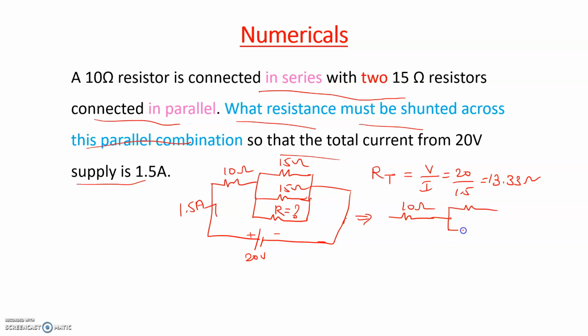So I can redraw the circuit: a 10 ohm resistance connected in series with the two 15 ohm resistors in parallel. This is replaced by 15 into 15 divided by 15 plus 15, so the equivalent will be 7.5 ohms. The two 15 ohm resistors connected in parallel can be replaced with one single resistor of 7.5 ohms.